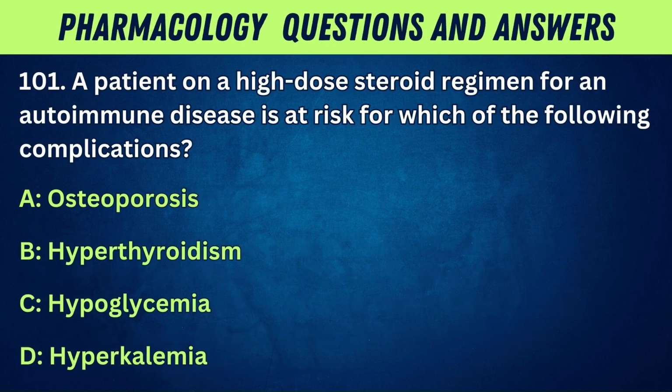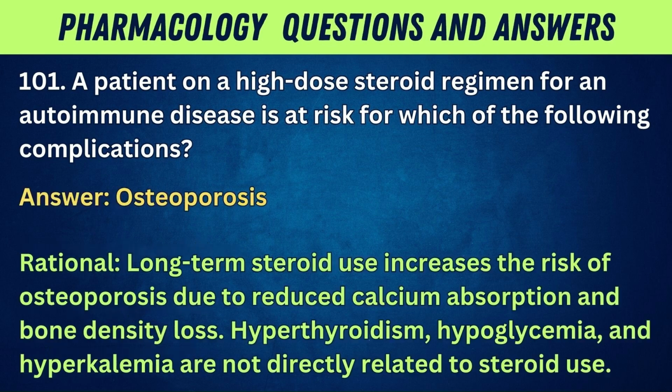101. A patient on a high-dose steroid regimen for an autoimmune disease is at risk for which of the following complications? A. Osteoporosis. B. Hyperthyroidism. C. Hypoglycemia. D. Hyperkalemia. Answer: osteoporosis. Rationale: Long-term steroid use increases the risk of osteoporosis due to reduced calcium absorption and bone density loss. Hyperthyroidism, hypoglycemia, and hyperkalemia are not directly related to steroid use.